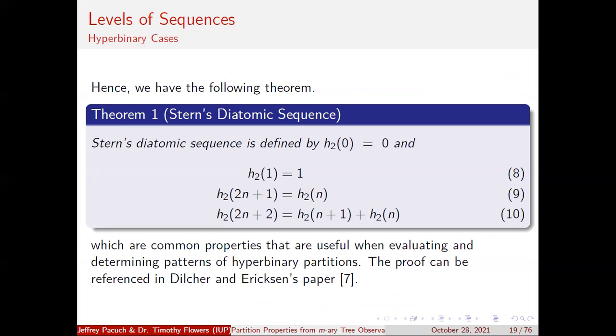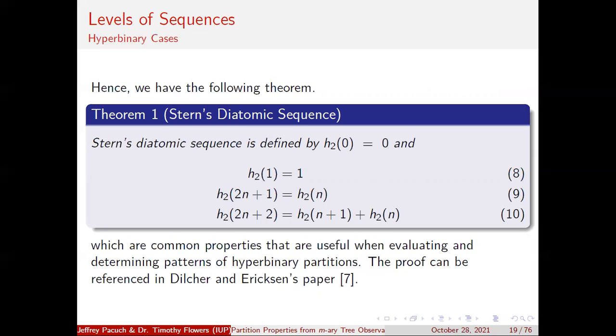So we start at the hyperbinary partitions of 0 is equal to 0. And we have the following that we just kind of explained the logic of the proof for. Stern's diatomic sequence isn't exactly equal to the hyperbinary sequence. So note that B of n is actually equal to Stern's diatomic sequence for n plus 1. So it's just shifted by 1, and they just have an extra 0 term at the end. But we can keep this similar notation.